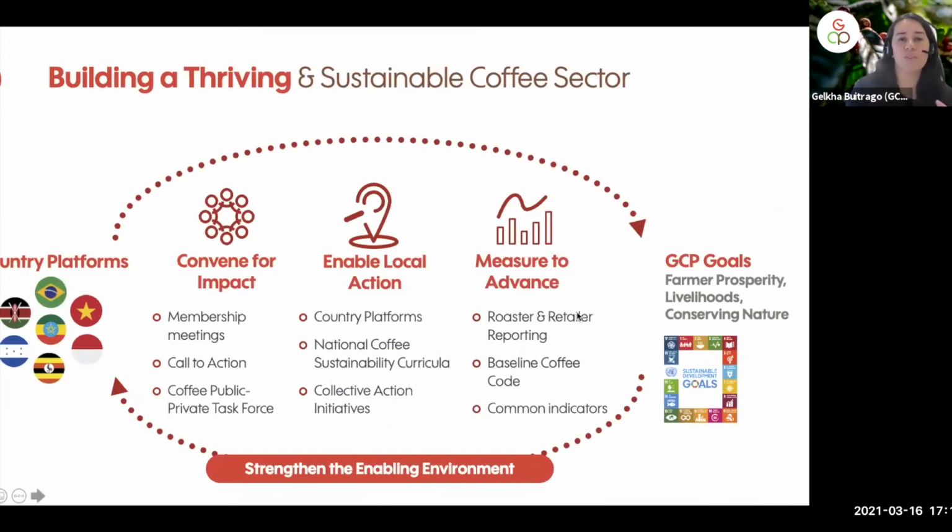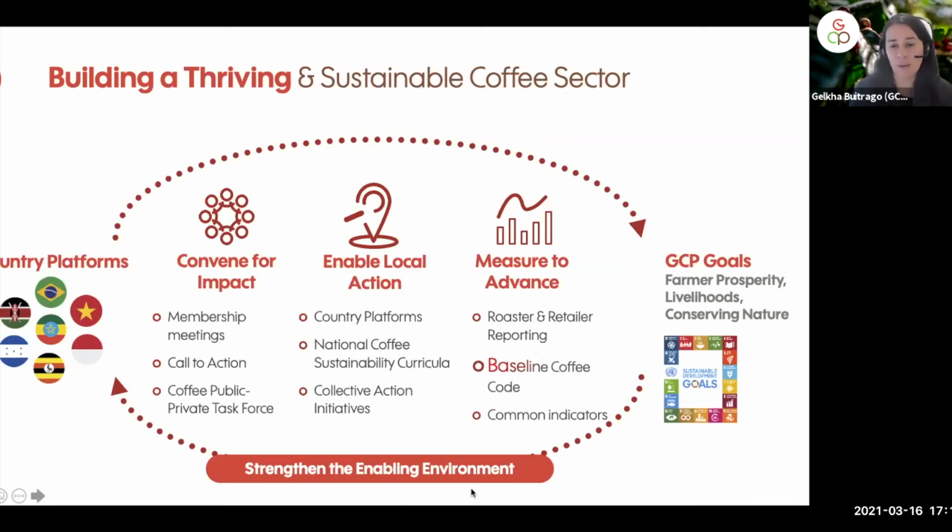But then where does this work sit in the Global Coffee Platform? GCP is a membership association that includes all actors in the supply chain, from producers, traders, roasters and retailers, and civil society. What we have in common is that we think sustainability is a shared responsibility. And the mission is to build a thriving and sustainable coffee sector. The main areas of work that GCP has are convene for impact, enable local action, and measure to advance. The Baseline Coffee Code sits in this part of measure to advance.